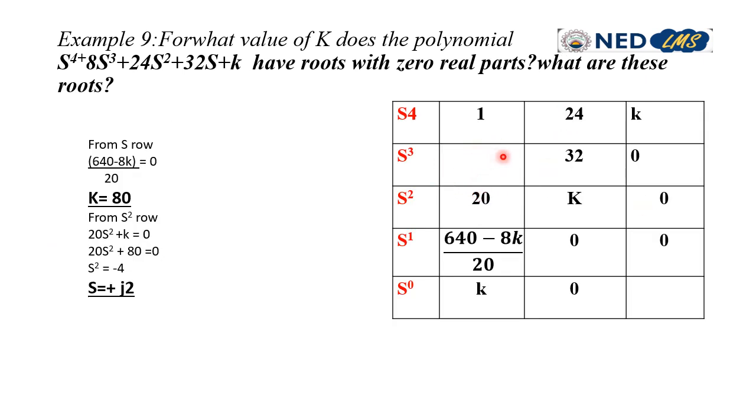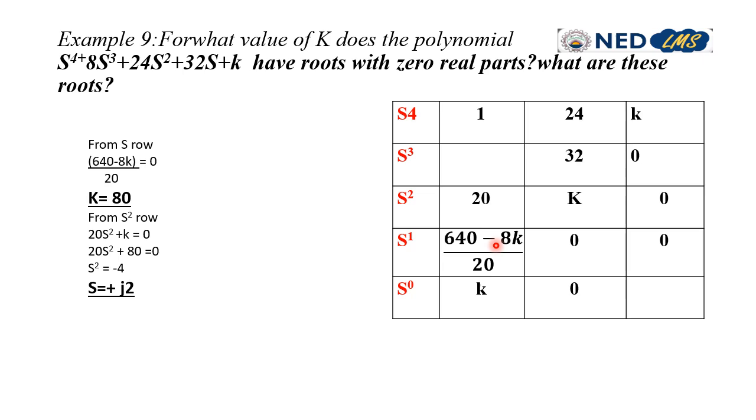So again, from the s raised to the power 1 row, 640 minus 8k, this time we have put it equal to 0, because we are going to find the pure imaginary roots for a marginally stable system. Otherwise, for stable systems we have written previously that (640 minus 8k) upon 20 is greater than 0. So we have written here (640 minus 8k) upon 20 equals 0, and by solving this we get that k will be equal to 80.